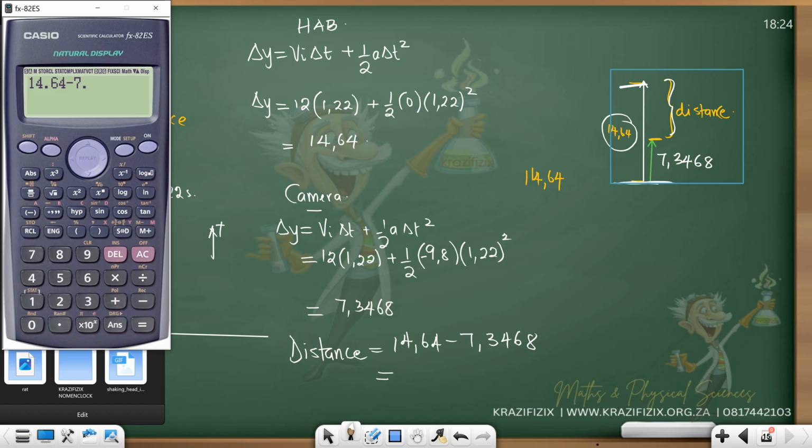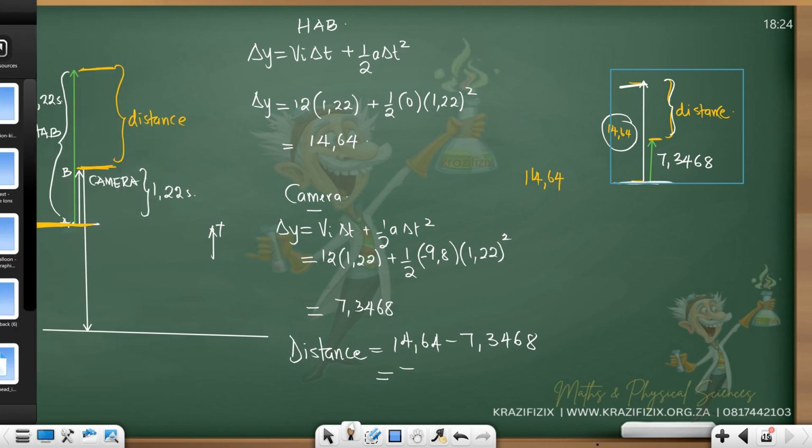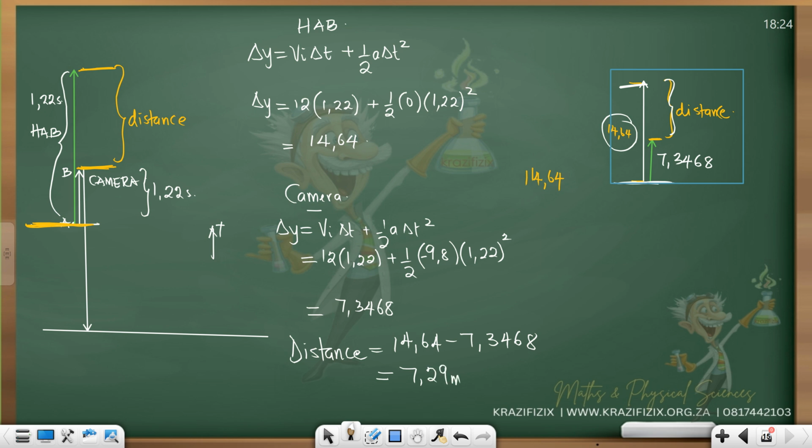14.64 minus 7.3468. Now I'm going to round off my answer to 2 decimals because I'm done with this calculation. 7.29 meters. Talk to me, people. Any question here? The distance between the two. Look at the diagram on the right. That should assist you in complete understanding. Talk to me. Thumbs up, thumbs down. Ask your question.